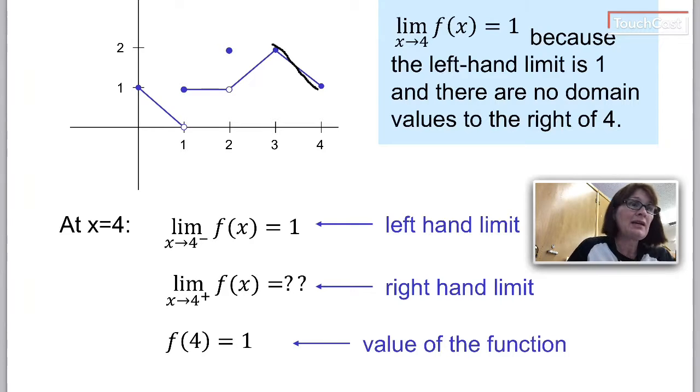This is still called a one-sided limit, but it's a limit at an endpoint. So I would say the domain of this function appears to be 0 to 4 inclusive. So to the left of 0 or the right of 4, I don't have to worry about being able to say what the limit is.